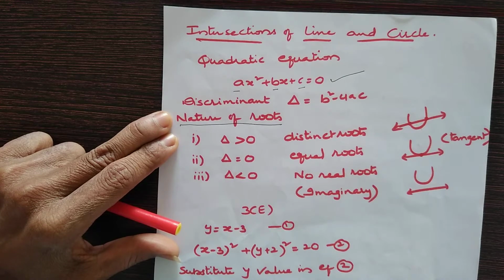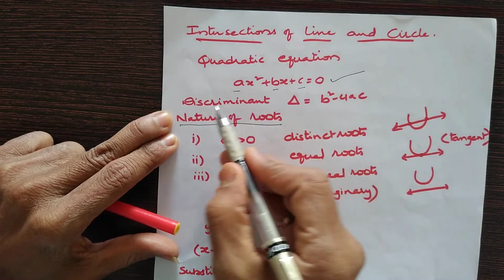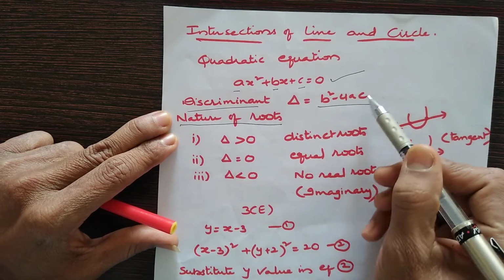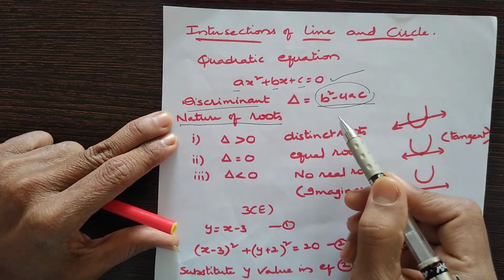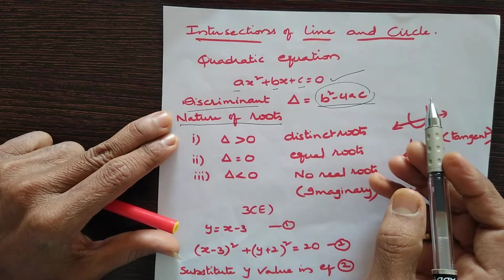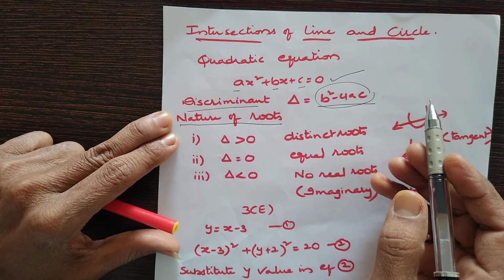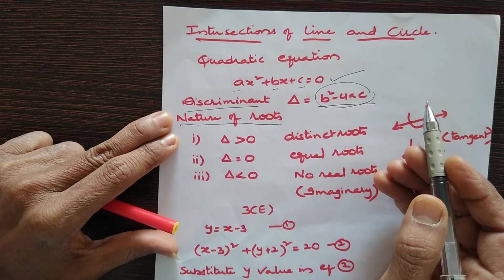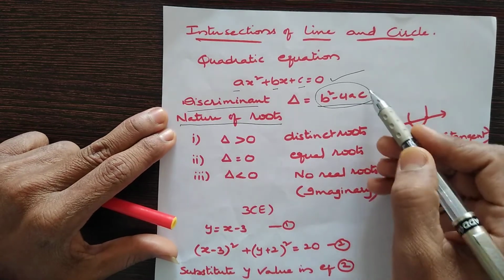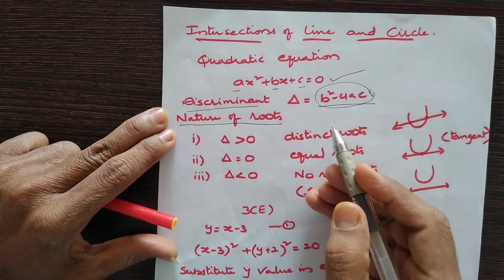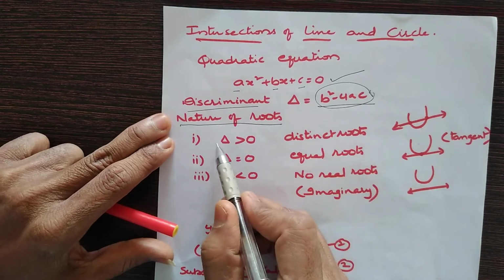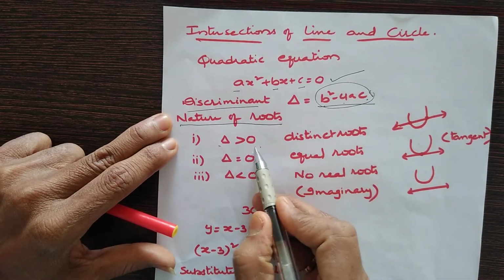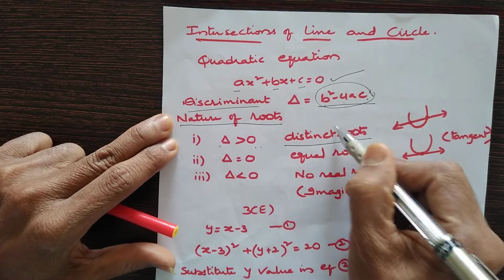Before that, we need to know the discriminant formula, b squared minus 4ac. Based on this value we can define whether the quadratic equation has real roots, imaginary roots, or equal roots. So based on this we get the nature of the roots. If delta, meaning b squared minus 4ac, is greater than 0, you will get distinct real roots.